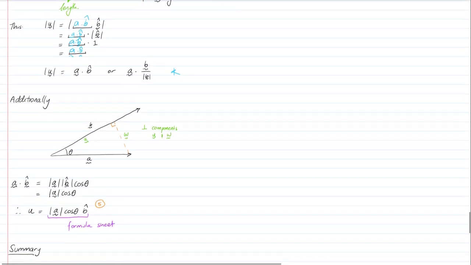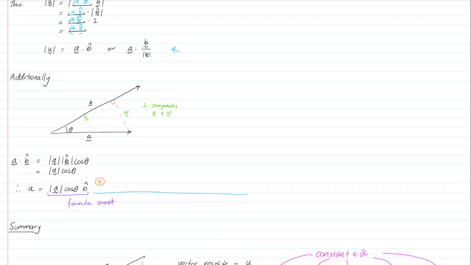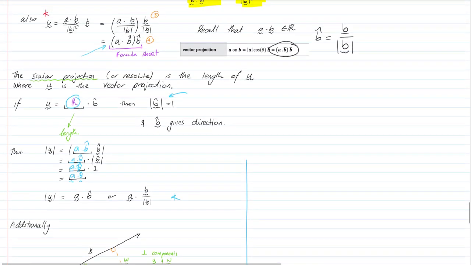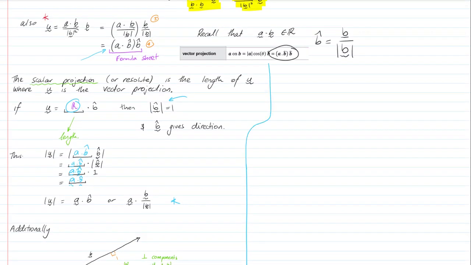Additionally, we know that there's our diagram again, and that U and W are perpendicular components. And a dot b hat is equal to the magnitude of a times the magnitude of b hat times cos theta, which is equal to the magnitude of a cos theta. So therefore U is equal to the magnitude of a cos theta times b hat, which, if I just call your attention to it with this massively long arrow and curl, is the other formula on our formula sheet. That's the vector projection formulas.